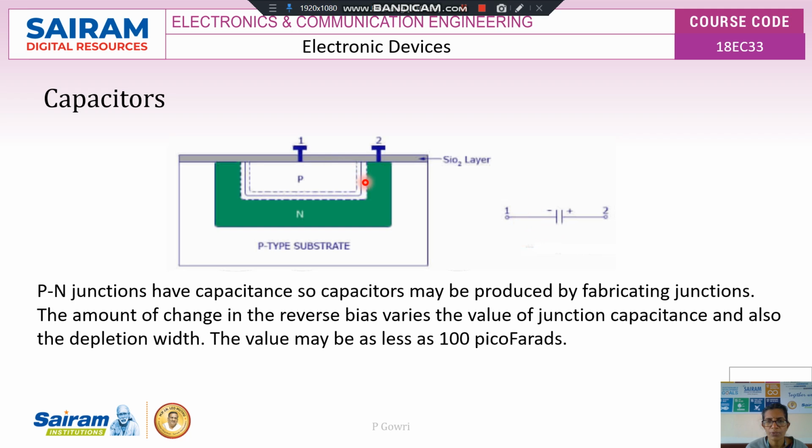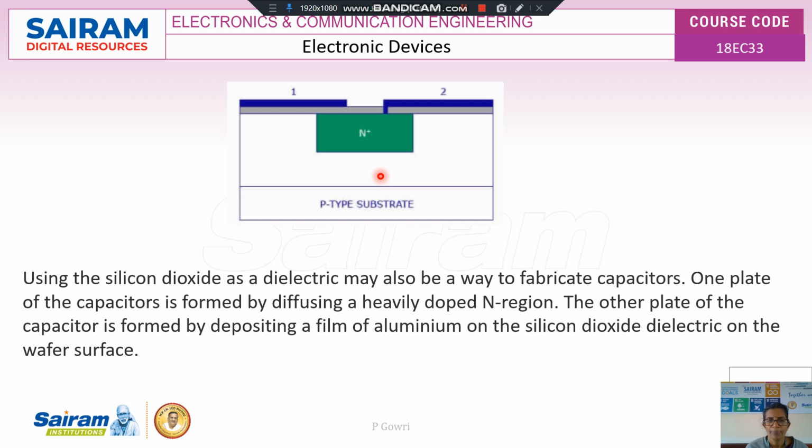The junction capacitance value varies with respect to the applied voltage. The next one is the dielectric capacitance, which is the same as our MOS capacitor. MOS stands for metal oxide semiconductor.